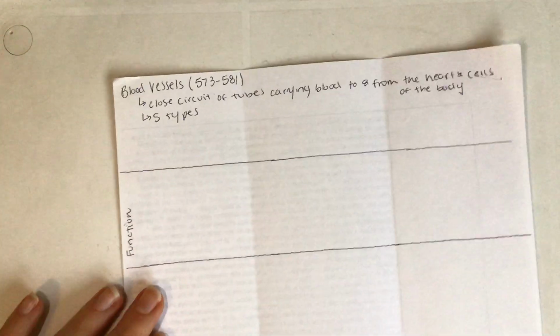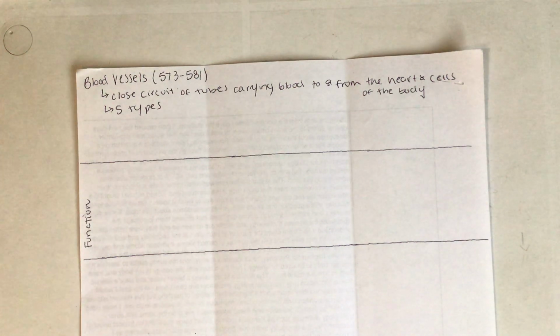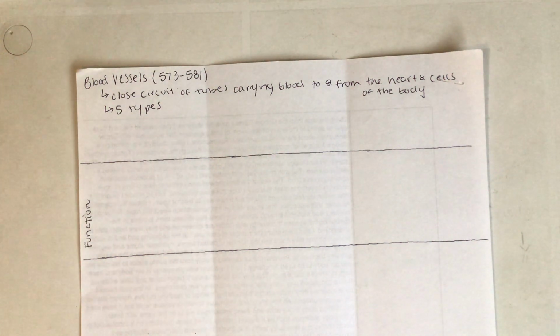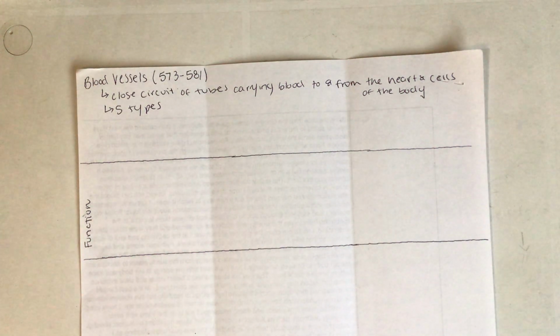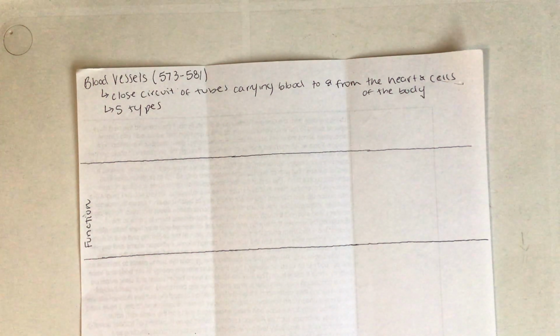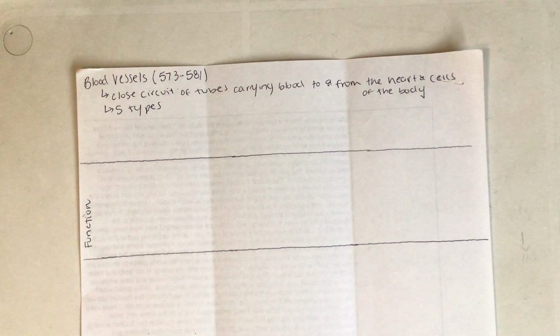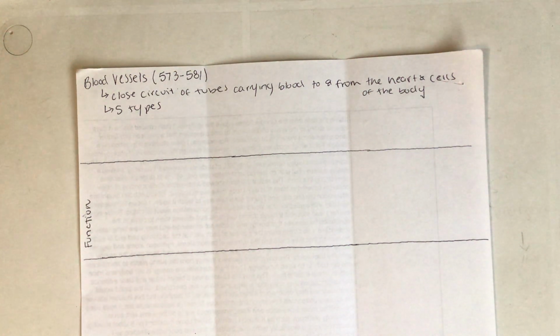So when we left school, we had just finished talking about, or started talking about, the heart, its parts, the flow of blood through it. And so when blood's leaving the heart and going to either the lungs or to the body cells, it's going to travel through these 5 types of blood vessels.